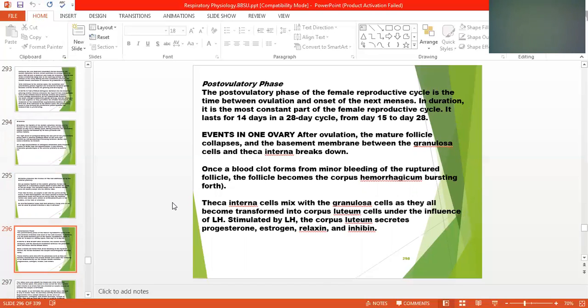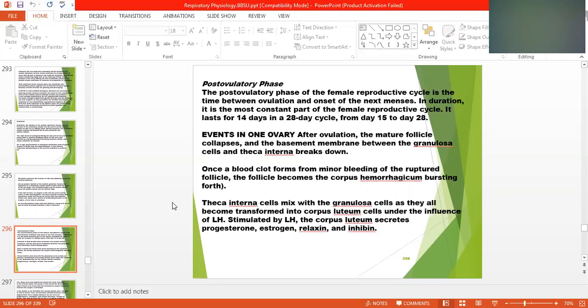Post-ovulatory phase. The post-ovulatory phase of the female reproductive system is the time between ovulation and onset of the next menses. In duration, it is the most constant part of the female reproductive cycle. It lasts for 14 days in a 28-day cycle, from day 15 to 28.